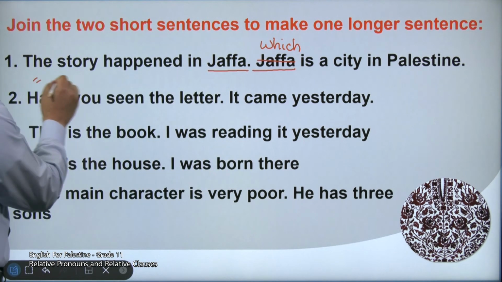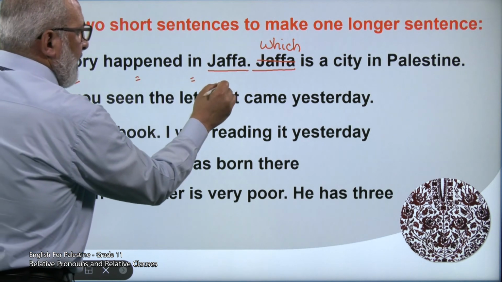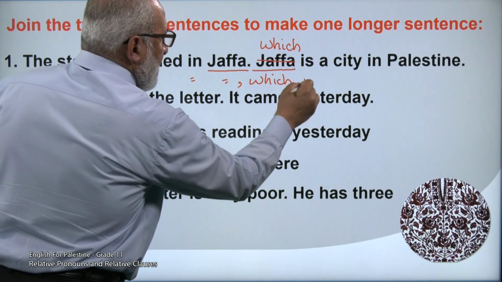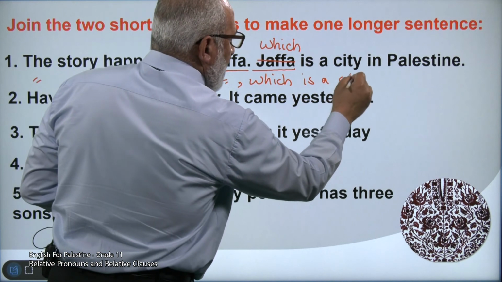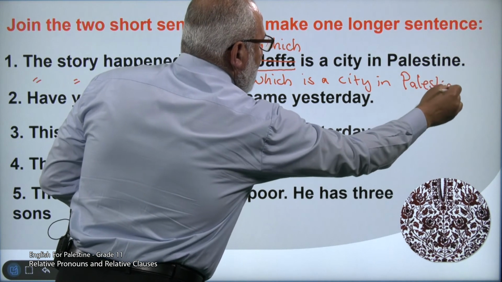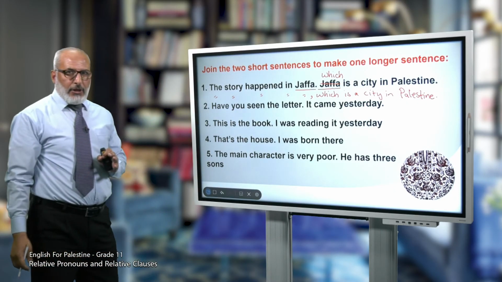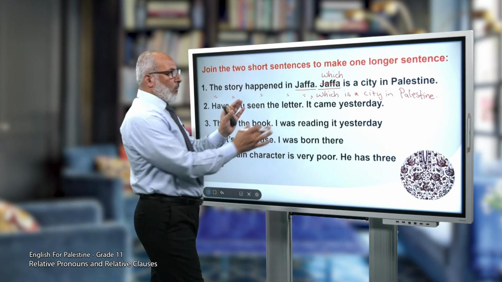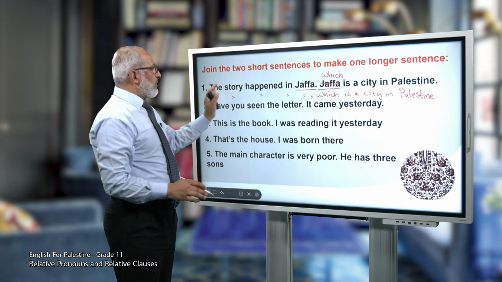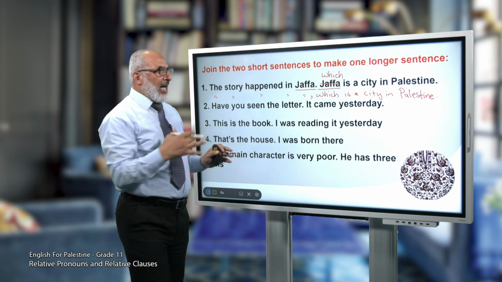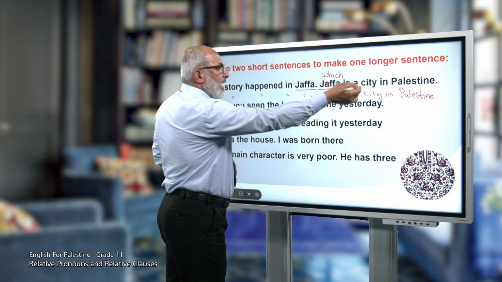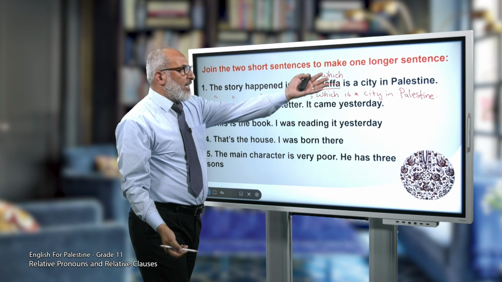So it becomes, the story happened in Jaffa, comma, which is a city in Palestine. Now, if you notice here, is it defining or non-defining relative clause? It is non-defining because here it adds extra information about Jaffa. The story happened in Jaffa. It is a complete sentence, and here the clause adds extra information about Jaffa, which is a city in Palestine.